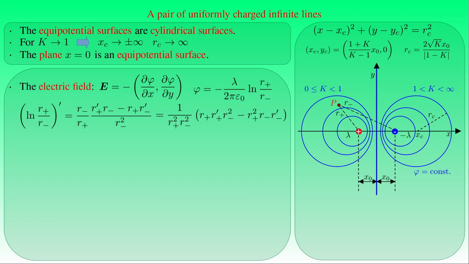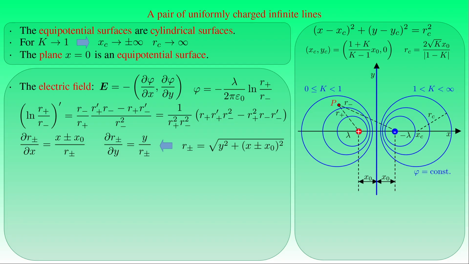Now we use the definitions of the distances r sub plus and r sub minus between any given point and the line charges, and write the partial derivative of r sub plus or minus with respect to the x-coordinate as x plus or minus x naught over r sub plus or minus. Similarly, the partial derivative of r sub plus or minus with respect to the y-coordinate is equal to y over r sub plus or minus.